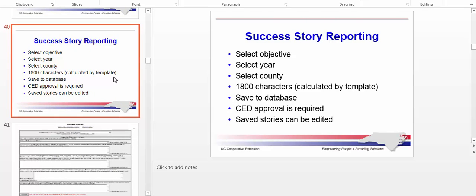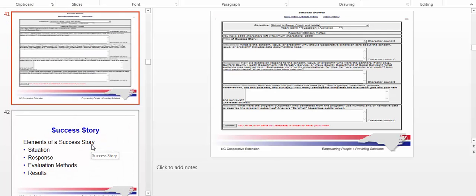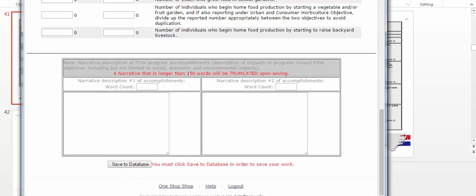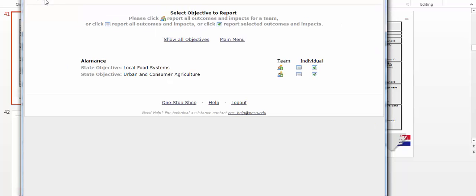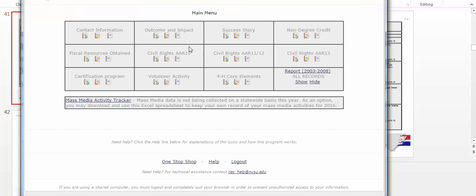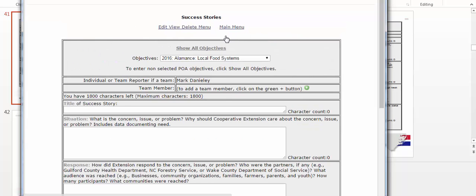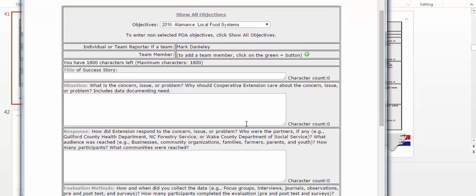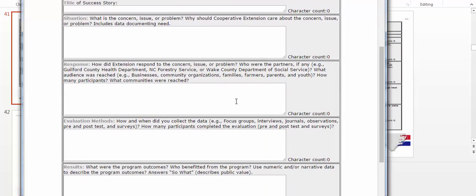So for success story reporting, you select an objective, you select the year, select the county. This one has an 1,800 character limit. It's calculated by the template. This is not words now, this is characters. So this is where you put it into the box. Let me bring the bigger one up here so you can see it. There it is. So you can add a team member if there's a team you're writing the success story for.